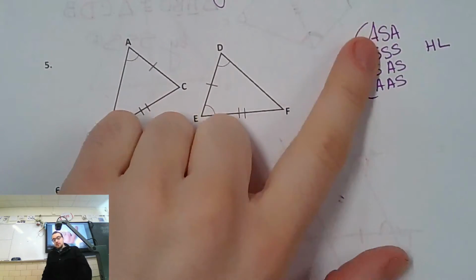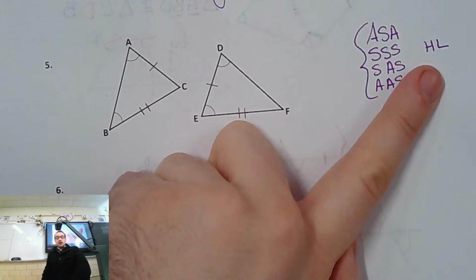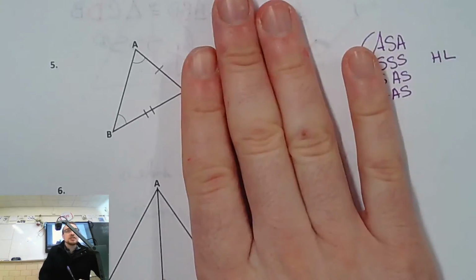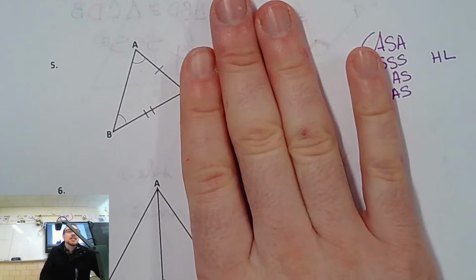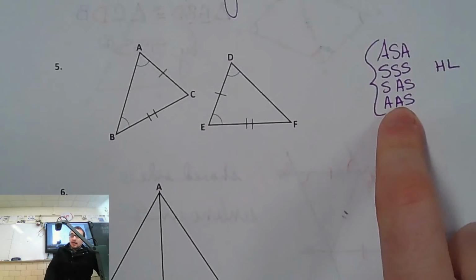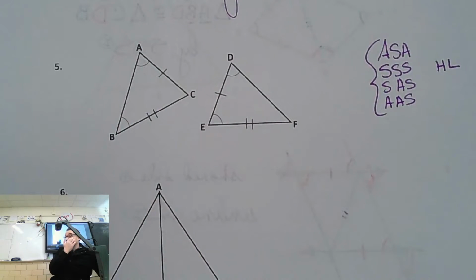So this requires 3 things. HL is the only one that requires 2. Notice none of our theorems require knowing 4 things, and we have 4 things on each triangle. So there must be some extra information here that's not going to matter, right? Maybe there's multiple ways to do it, right? Or maybe there's stuff on here that really just doesn't help us out that much.